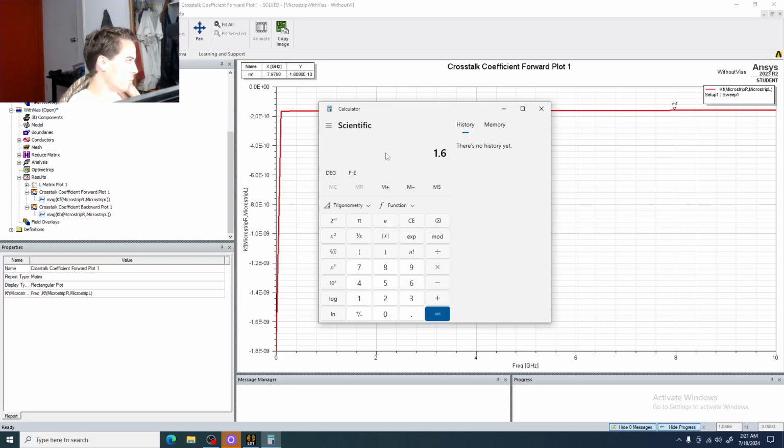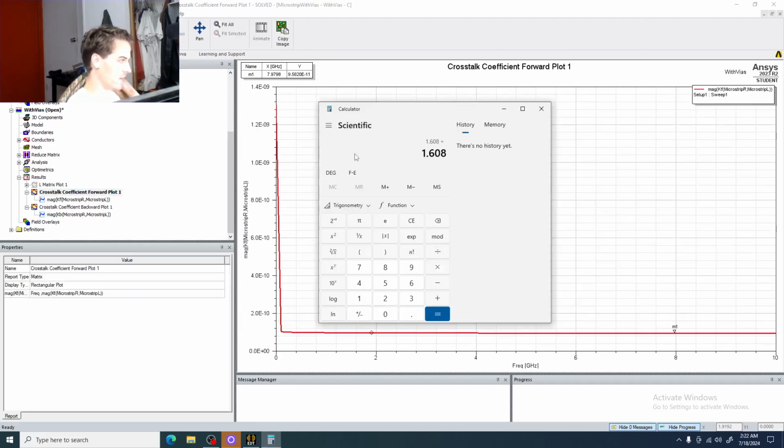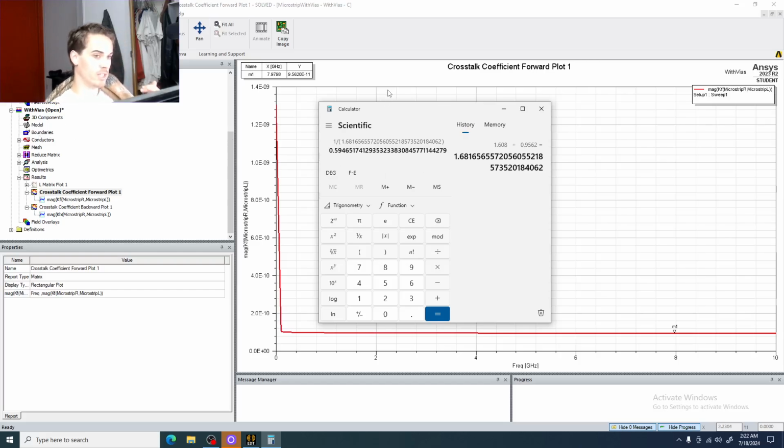So we're going to do 1.608, and we're just going to take away the 10 mentally, and then we divide it by 0.9562. And then we reciprocate it because we did the ratio of the without vias to the with vias. So we know that with vias, the forward crosstalk with vias is about 0.6 times the forward crosstalk without the vias.